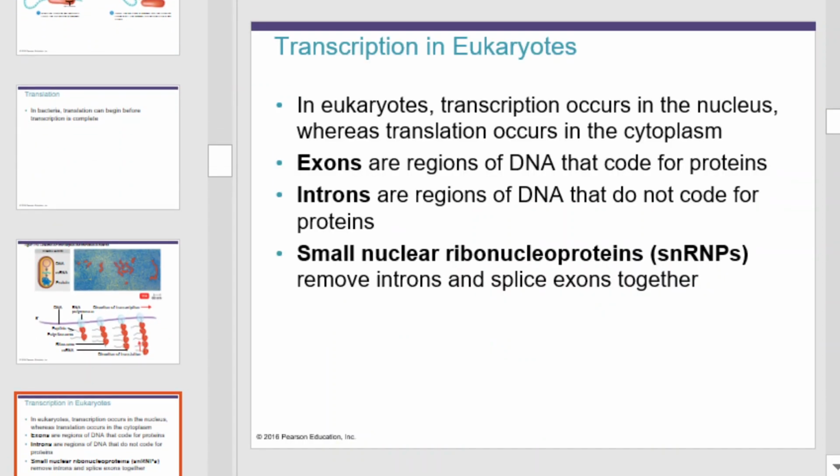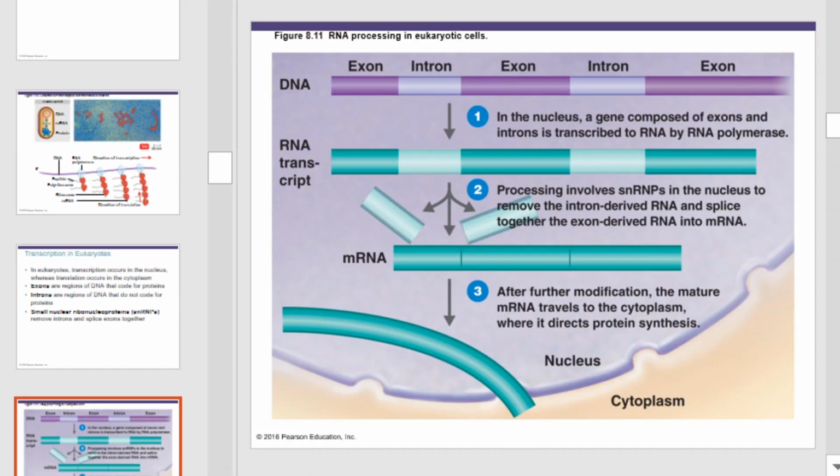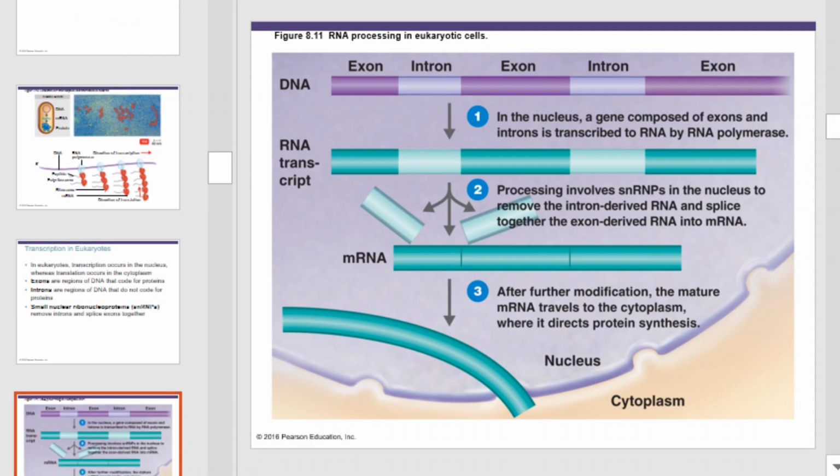Transcription in eukaryotes. In eukaryotes, transcription occurs in the nucleus, whereas translation occurs in the cytoplasm. Exons are regions of DNA that code for proteins, while introns are regions of DNA that do not code for proteins. Small nuclear ribonucleoproteins remove introns and splice together exons. This is a picture of RNA processing in eukaryotic cells.